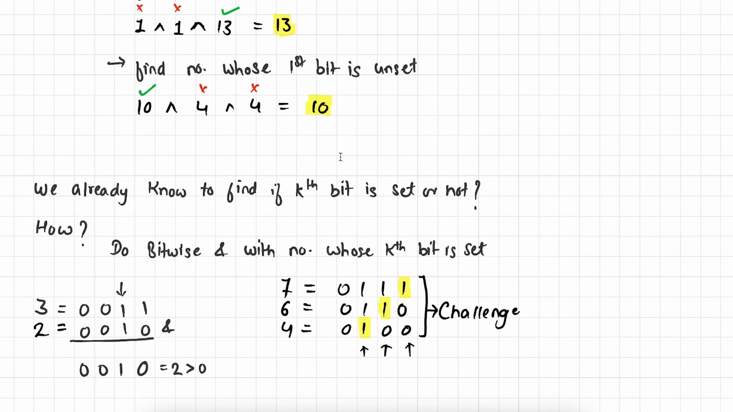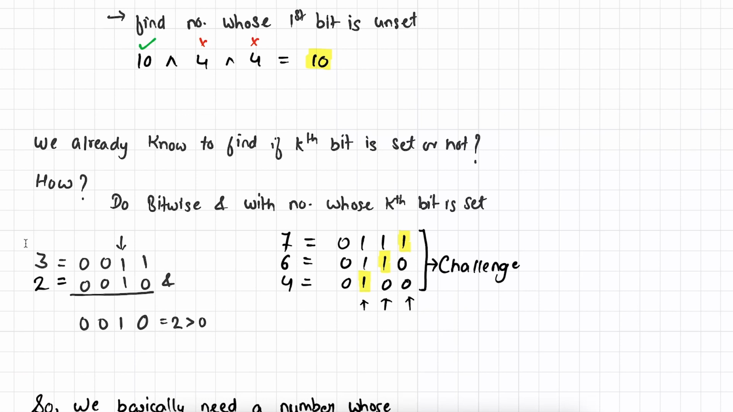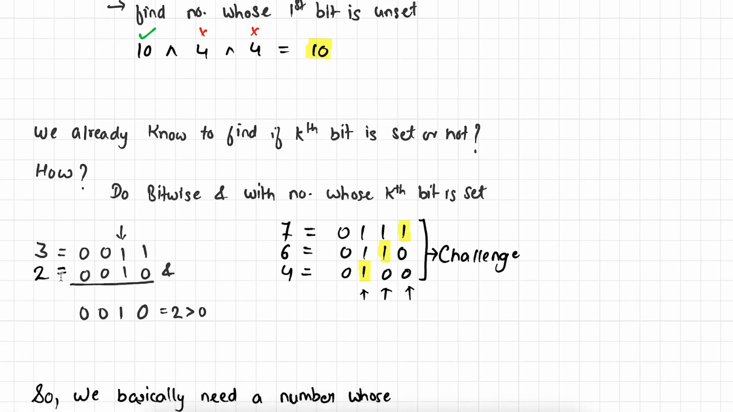We have already discussed in previous videos how to check if the kth bit is set or not. We simply do bitwise AND with a number whose kth bit is set. If we get a number greater than 0, it means the kth bit is set. For example, let's say the binary representation of 3 is 0011 and I want to check if the second bit is set or not. I simply do bitwise AND with a number in which only this bit is set. I get a number, and if this number is greater than 0, it means the bit is set. Okay, so this is what we do to check if the kth bit is set or not.